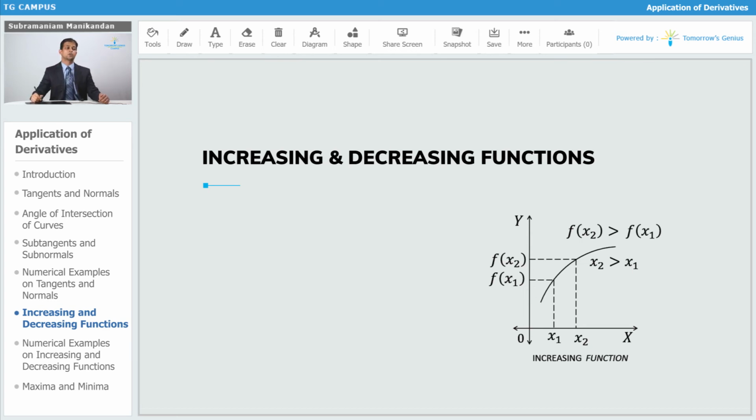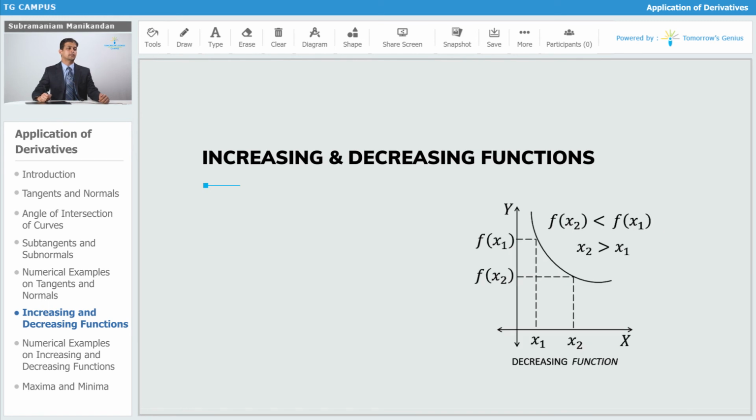Let us look at how it looks when a function is decreasing. This is the graph of a function which is decreasing, because x1 is a point which is less than x2, or it is to the left of x2. However, f(x1) has a greater value compared to f(x2). That is, in the y-axis, f(x1) is above f(x2), even though x1 is less than x2. So, when this sort of thing happens throughout a particular interval, we say that the function is decreasing in that interval.